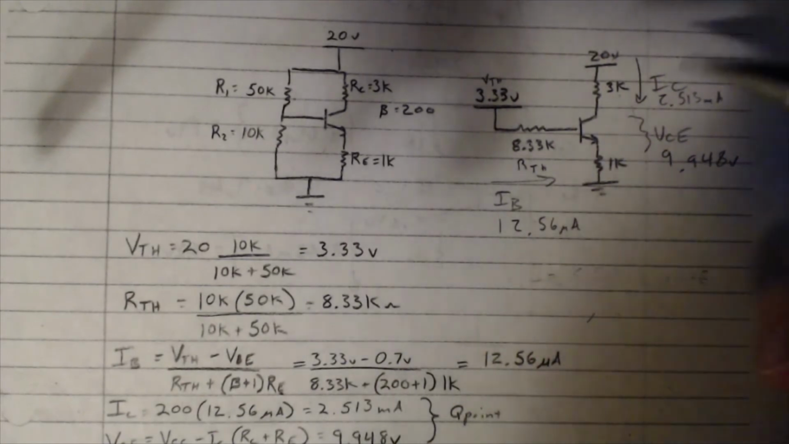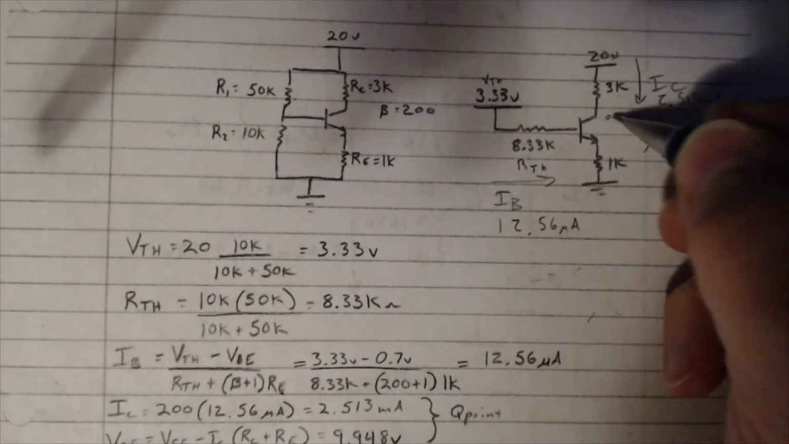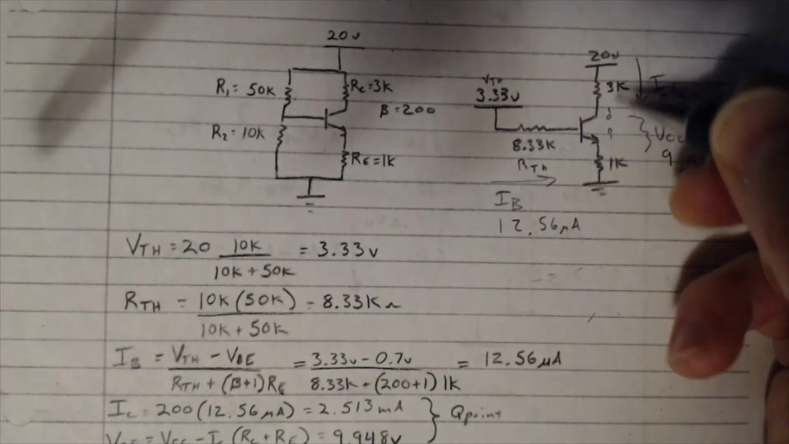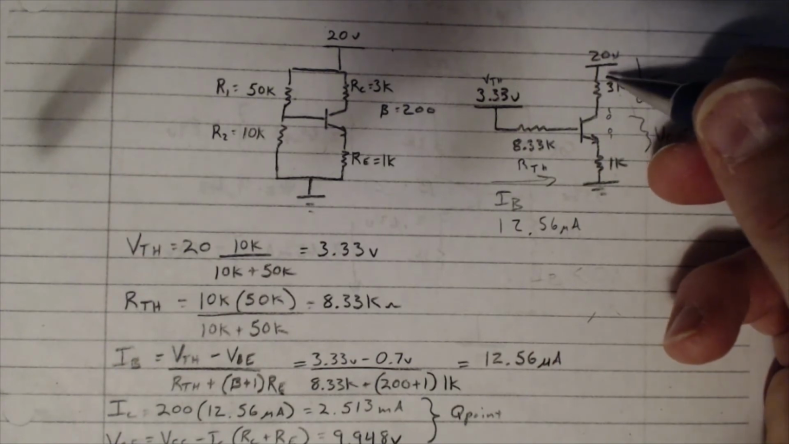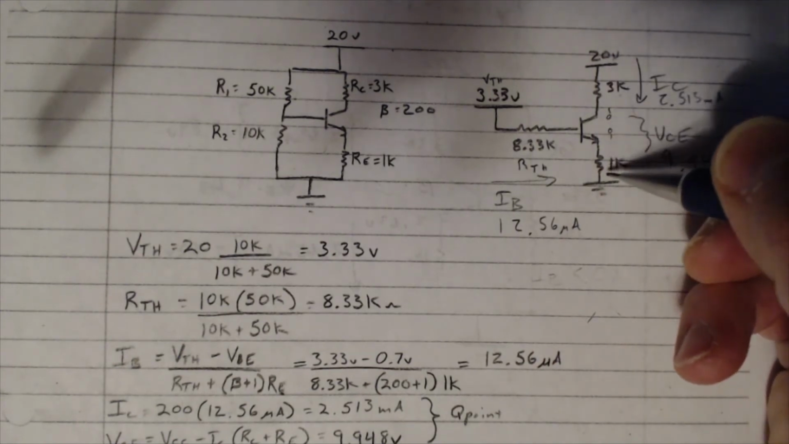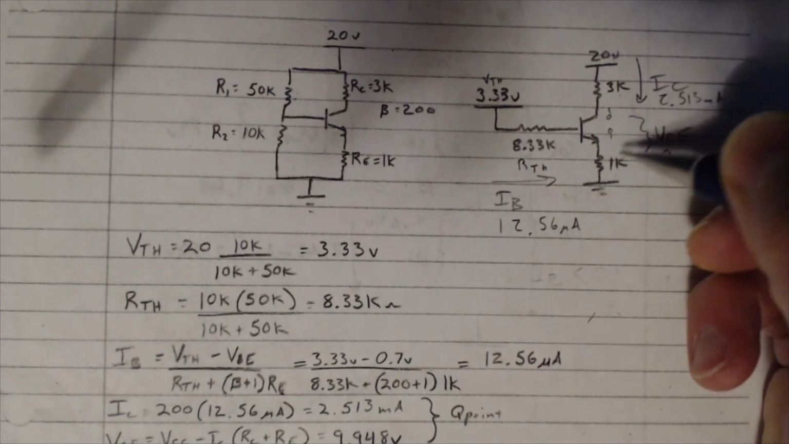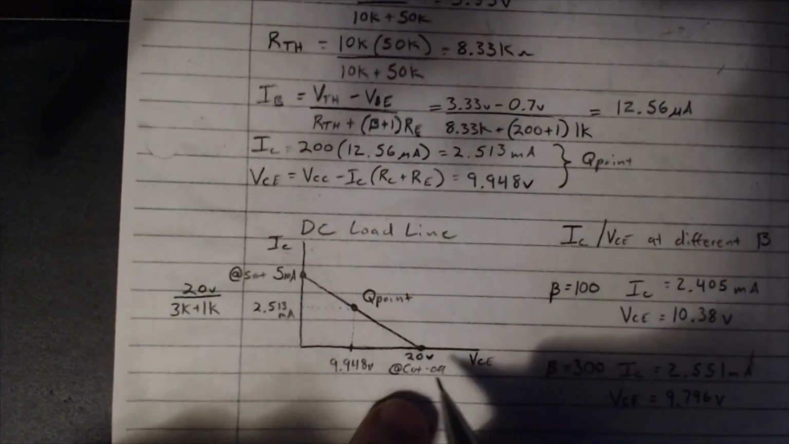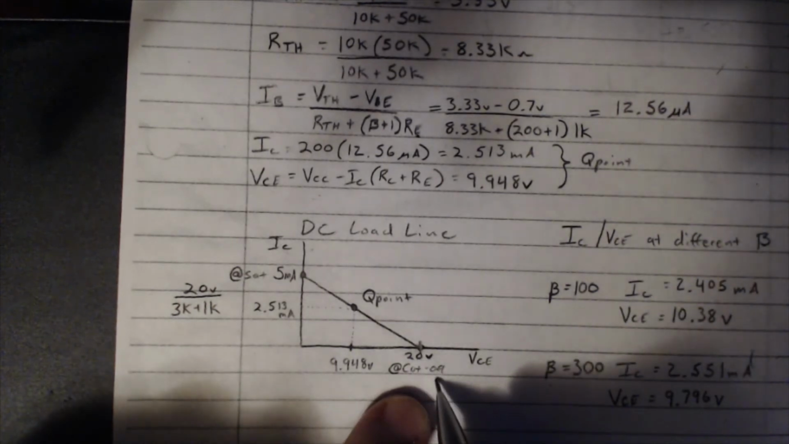All right, let's look at cutoff. In cutoff, this would be behaving like an open switch. Well, if it's an open switch, we have zero current flowing through it. If we have zero current flowing through this, we have zero voltage drop across all of these. So if we have zero voltage drop across all of that, then VCE would be equal to 20 volts. Well, there we go. Our VCE is 20 volts at cutoff.